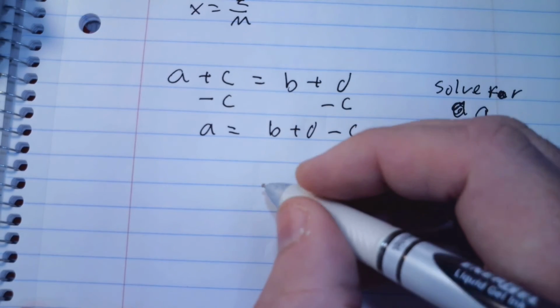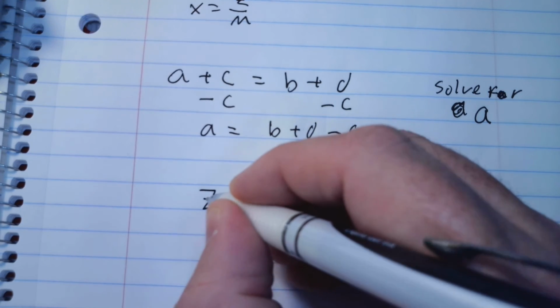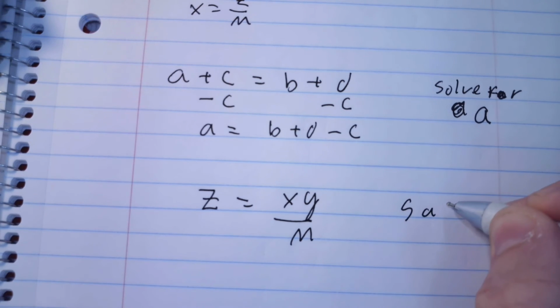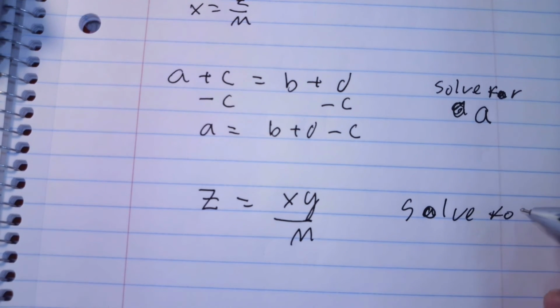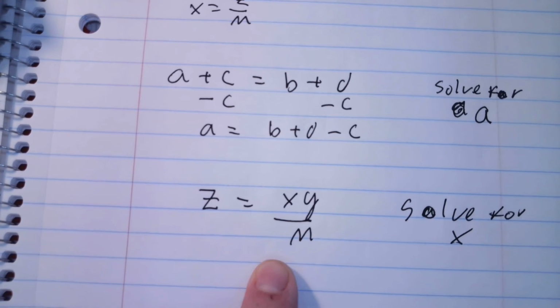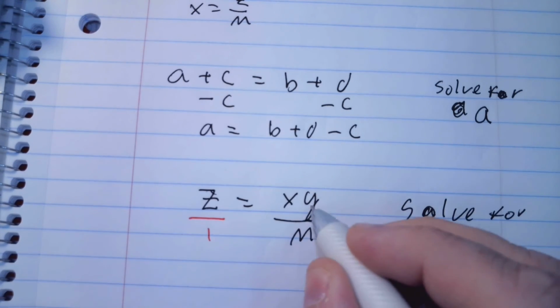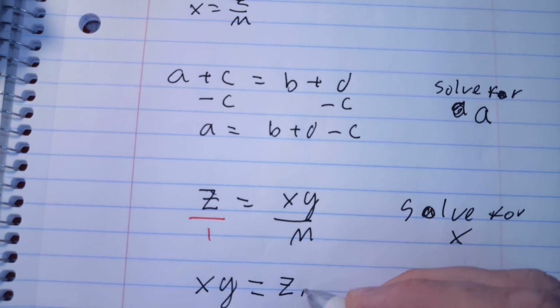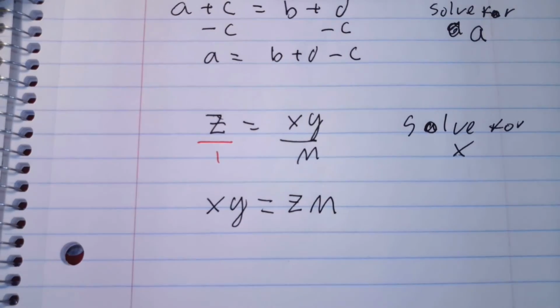Okay, let's try this one. Z equals xy over m. Solve for x. Okay. Well, the first thing I like to do anytime I see a fraction, and I don't care what it is, I like to kill the fraction. How do we kill fractions? We cross multiply, right? So let's just rewrite this as xy times 1 is xy. Z times m is that right? Yeah. I just cross multiplied, right? Bam, bam. Now I don't have a fraction.